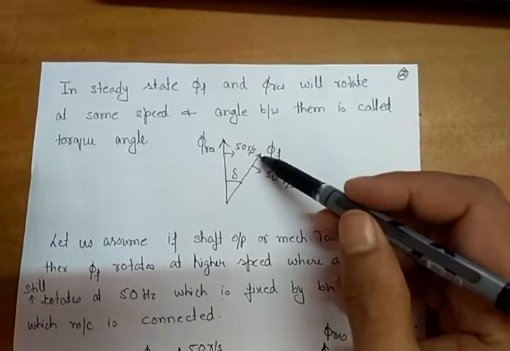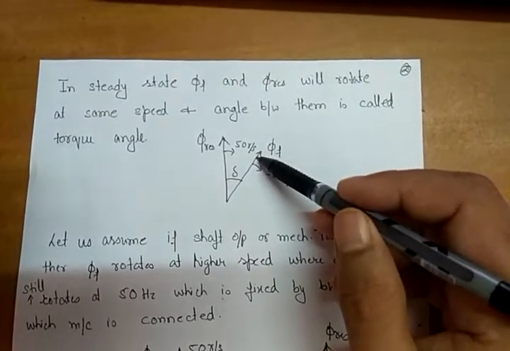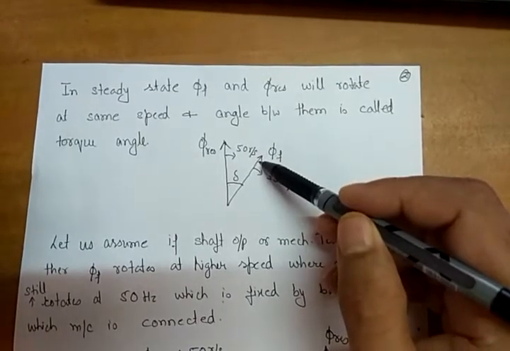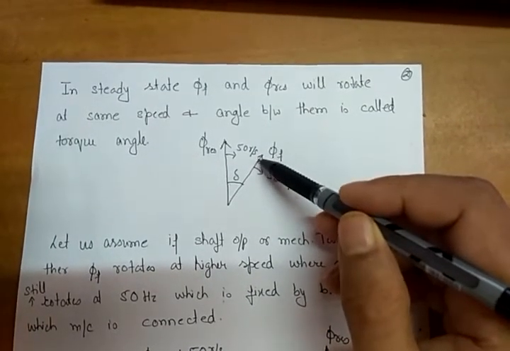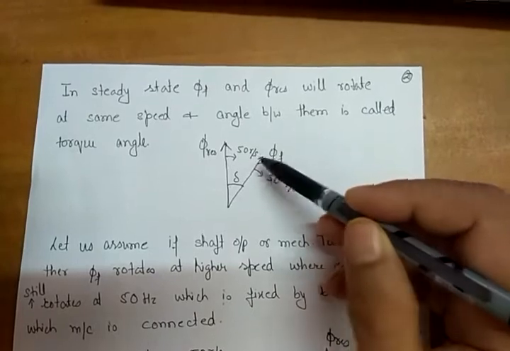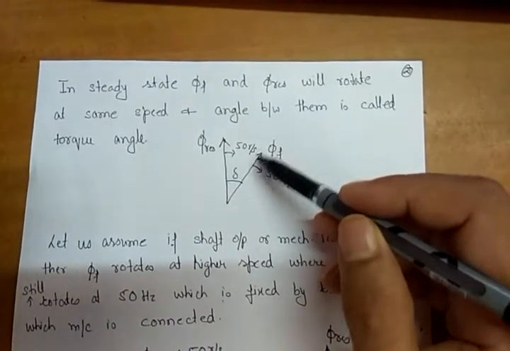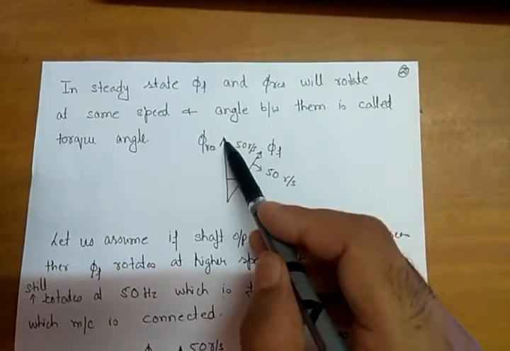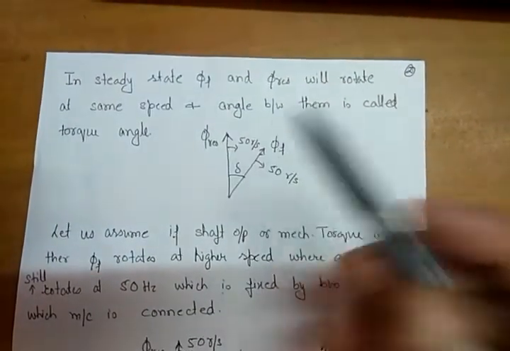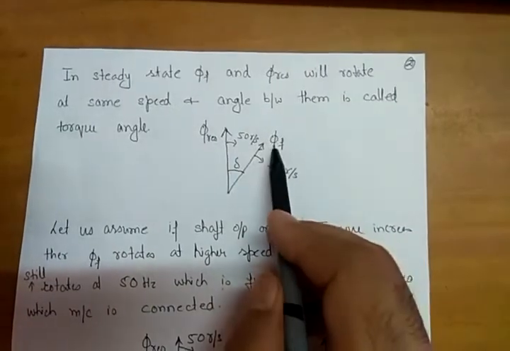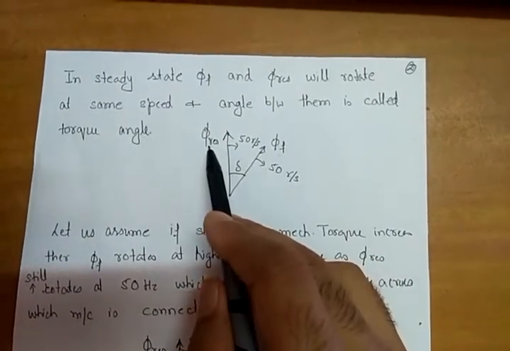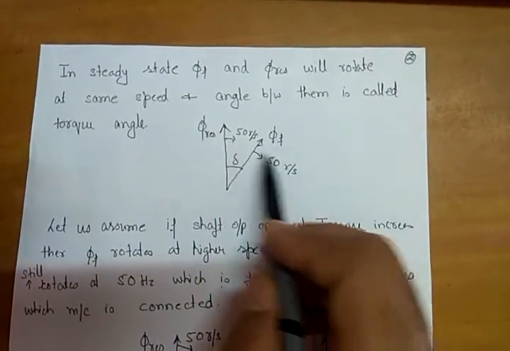So after 1 second, what will be the position of the field flux phi f? It will be the same as shown in this diagram. At time t equal to 0 second, it is at this position. At time t equal to 1 second, it will be again at this position. At time t equal to n seconds, it will be at this position. Same is the case with the resultant flux. So what is the relative speed of the field flux with respect to the resultant flux? Relative speed is 0.